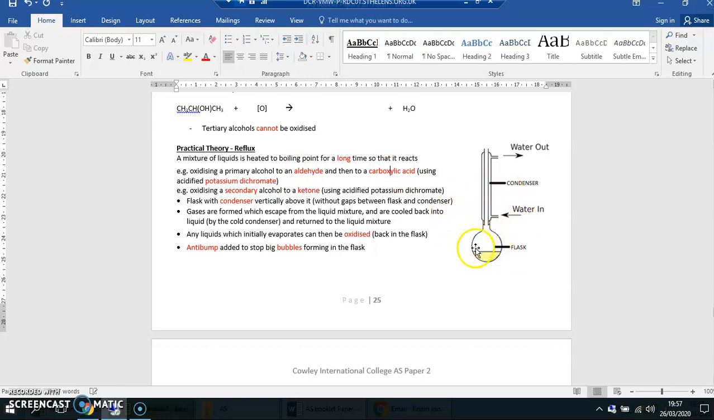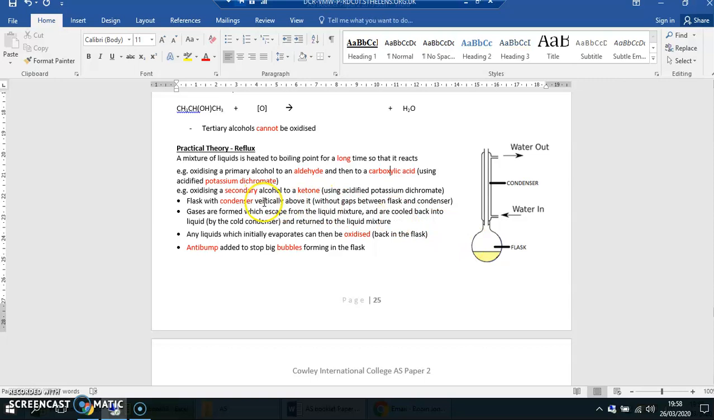You need to practice drawing this, by the way. Look, there are no holes anywhere apart from the hole at the top where the pressure can come out. I've got a seal here, I've got water in at the bottom and water out at the top. You could replace this with a pear-shaped flask instead of a round bottom flask if you wanted to. That's quite common if you're heating something up for a long period of time, because a pear-shaped flask is stronger than a round bottom flask, but either would do.